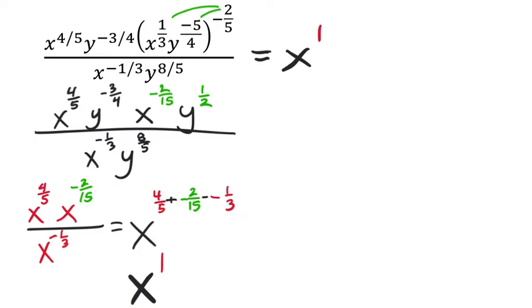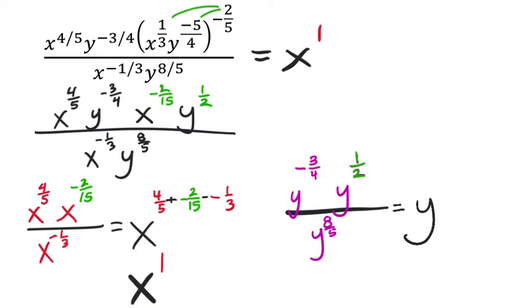But then I will work with my y's, which I got some on the top and the bottom. So again, let's work on this one. So in the top, I've got y to the power of negative 3/4, and also y to the power of 1/2. And then the denominator, we got y to the power of 8/5. So this, all base y's, but now we got the exponents of negative 3/4, we got 1/2, and we got 8/5.